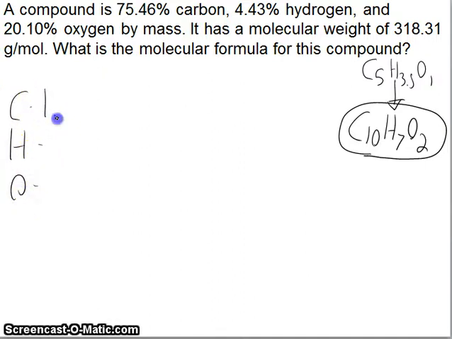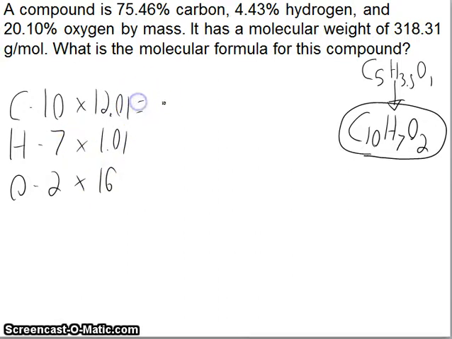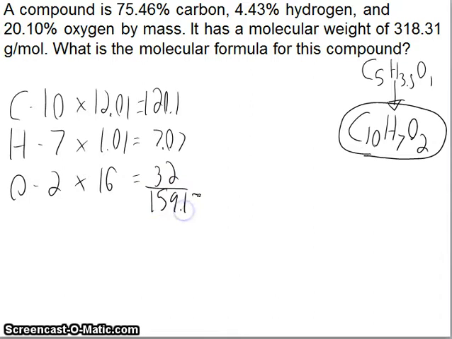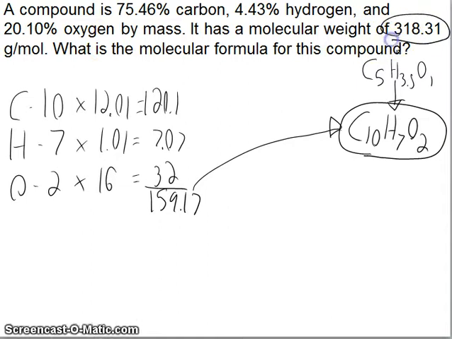List your elements, list the number of each from the formula over here, multiply by their molar masses on the periodic table. I'm going to round this to 12.01, 1.01, and 16. What we're trying to do is figure out how much your compound weighs. Then we can compare that to how much the problem is saying it should weigh. Your compound has a molar mass of 159.17.